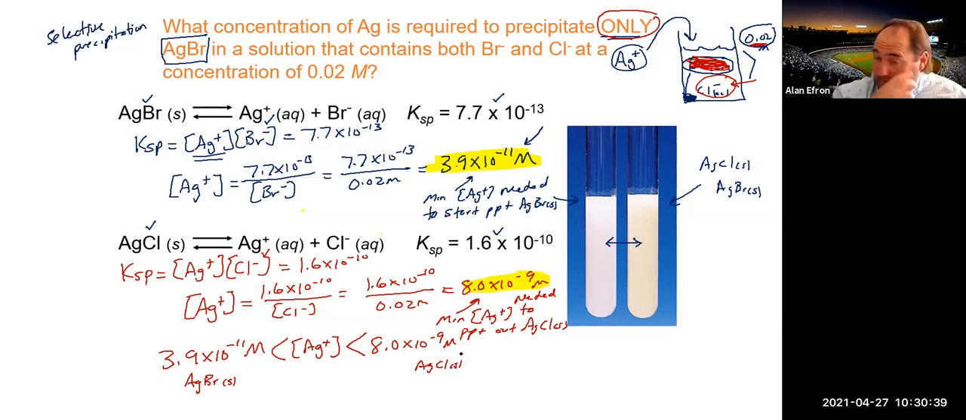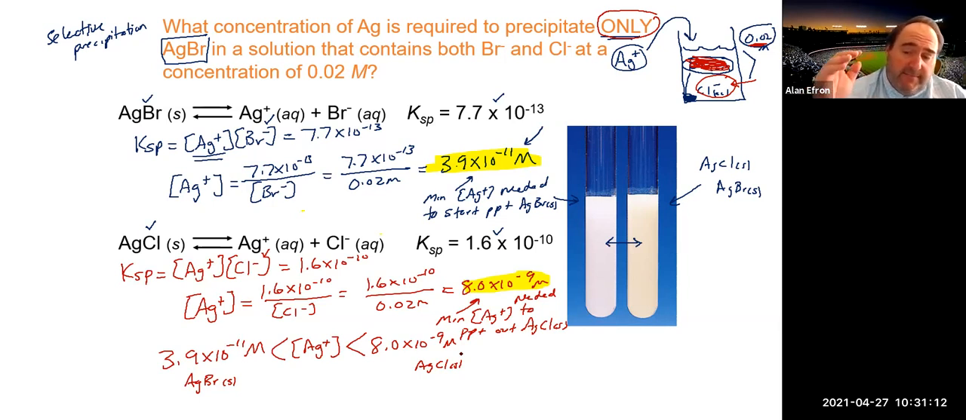So if we add in this example here silver again from something like perhaps silver nitrate or something like that, at a concentration of 3.9 times 10 to the minus 11, you should start to see some white solid form. If you want to increase the amount of silver, you can. You can continue to increase it as long as you keep the concentration less than 8 times 10 to the minus 9. And you should still continuously see white solid going out and precipitating out.